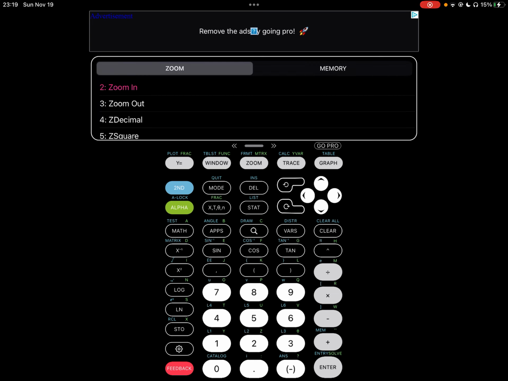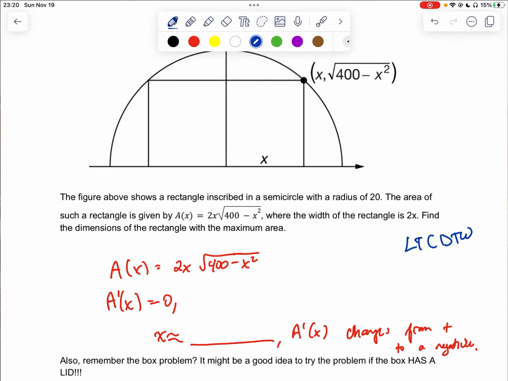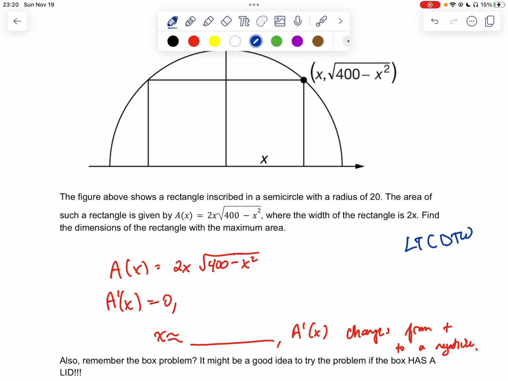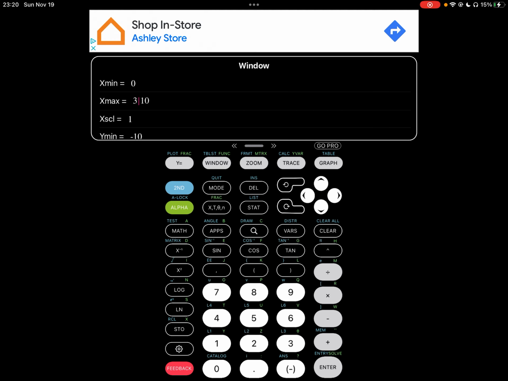Let's go to the window, and I'm just going to look at the window here. It looks like negative 10 to 10. I know that it's not going to be a negative value because of the symmetry, so I'm just going to change this to 0. And then I'm going to change my max. I know that my radius could be up to 20. If you're looking back at the original problem, the radius can only be up to 20, because if the radius is 20 here, then I get 0. So my maximum value has to be 20.